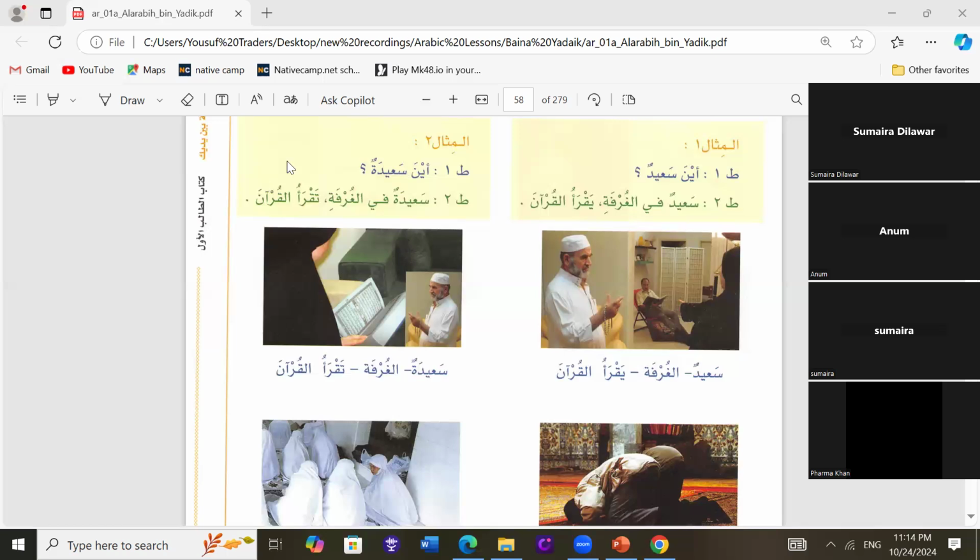Who will do this? Saida is in the room and reading Quran. Perfect. And there is no 'and' in the Arabic. Wow shows the end. You just say Saida is in the room reading Quran. If there were a wow, then you could have said 'and'. Otherwise, you are not supposed to say wow. Okay, so who will make this? Sa'id al-ghurfa yaqra'ul-Qur'an. Who will make a sentence like this? Question and answer.